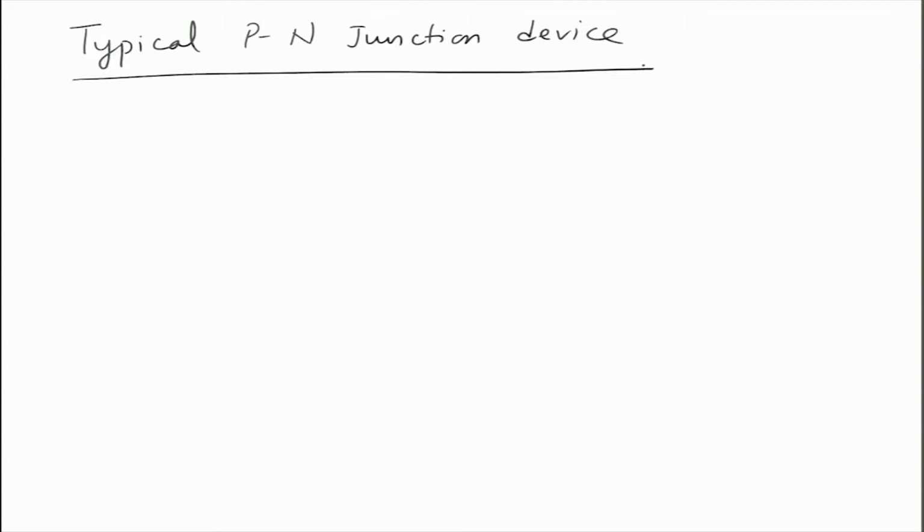Okay. So, now what we are going to do is work with a typical p-n junction device. Okay. So, basically what is the objective? The objective is to determine current as a function of voltage. Okay.